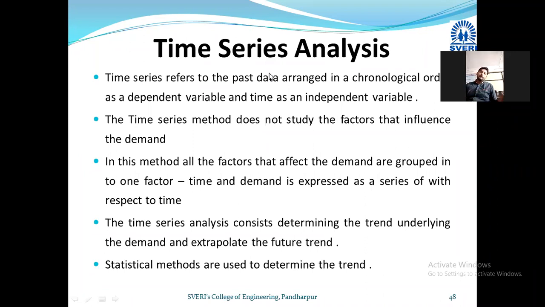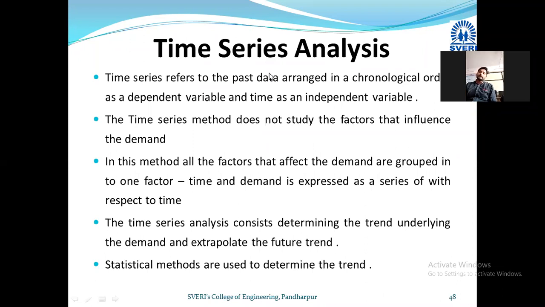Here all the effects are involved in one part or one variable, that is nothing but time. Whatever effects are happening on the sale demand, all those effects are included in only one variable or one factor, that is nothing but time. And how the demand is fluctuating according to the time, that is determined in a time series analysis.